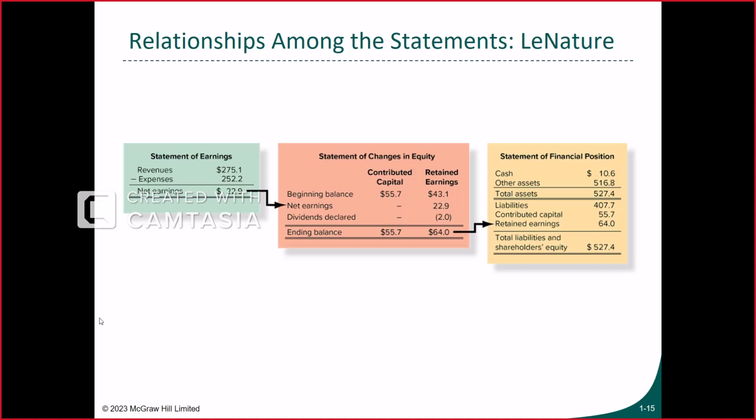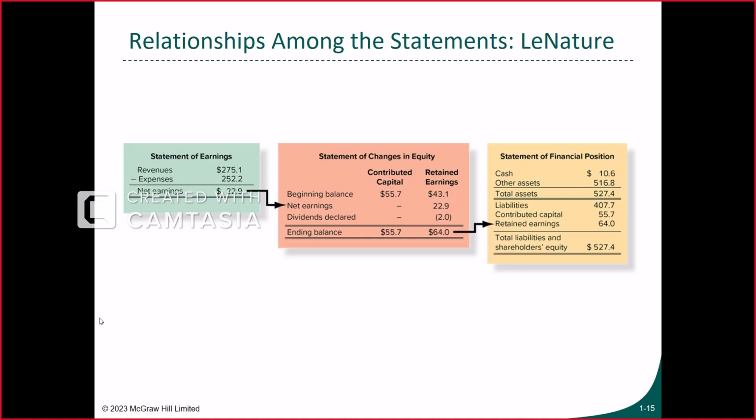The net earning is 22.9. The dividend declared is 2 million. There are no other dividends declared. Okay, that's why we end with that $64,000 you see in the retained earning. You can see it then on the statement of financial position, where again, in a simplified statement of financial position, we only have two kinds of assets, cash and other assets. Total asset $527,000.